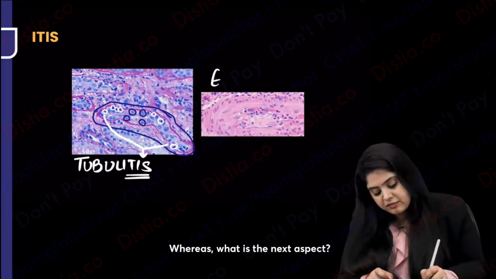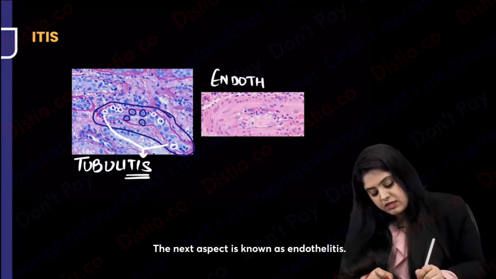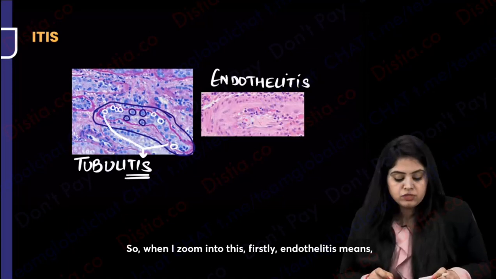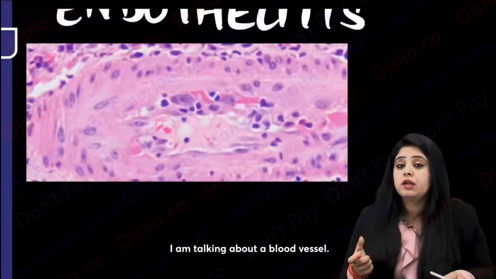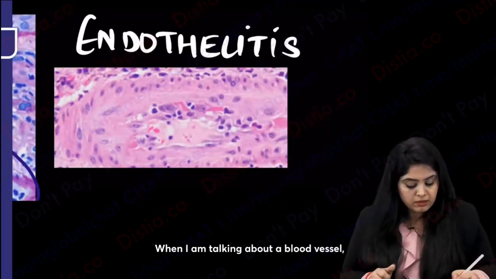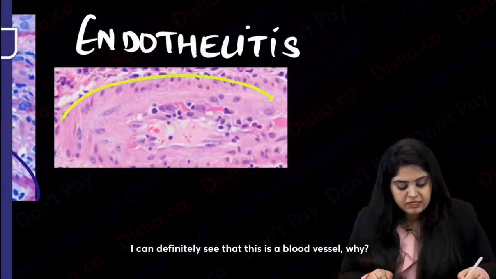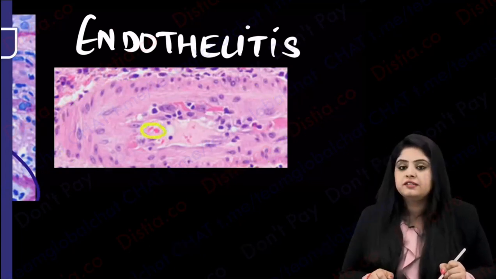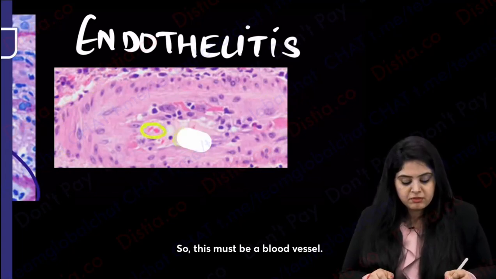Whereas what is the next aspect? The next aspect is known as endothelitis. So when I zoom into this, firstly, endothelitis means I'm talking about a blood vessel. I can definitely see that this is a blood vessel. Why? Because I can see red blood cells inside it. So yeah, this must be a blood vessel.